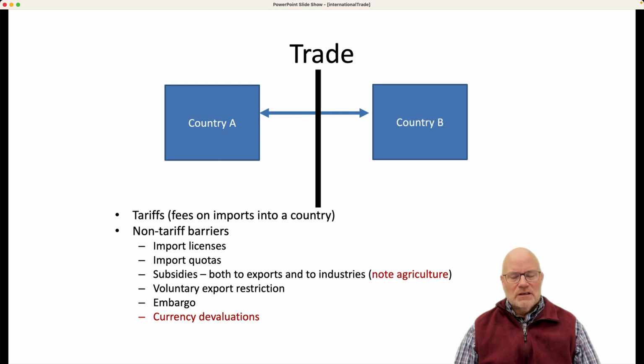If a country causes its currency to be lower value to another currency, it encourages trade from that country to the country where that devaluation occurred.